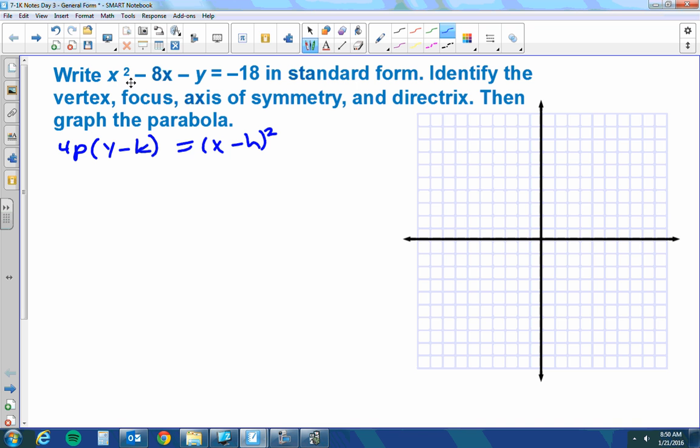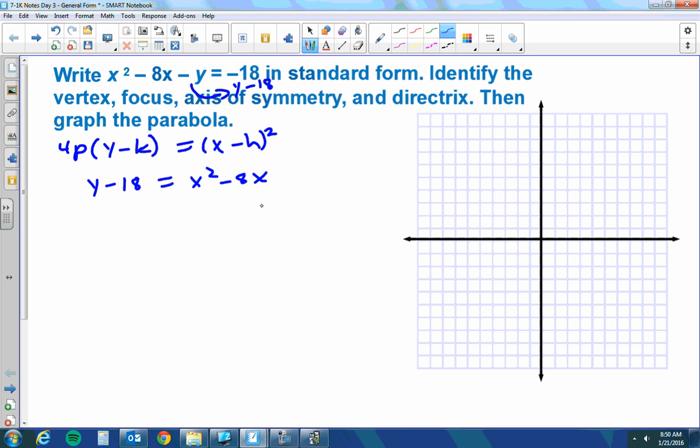Now, I'm going to do 2 things. I'm going to move the y over here. It becomes positive y. Then I'm going to swap the whole thing around. In other words, I'm just going to put the y minus 18 on the left side of the equation. I'm going to put the x squared minus 8x on the right side. So, like I said, I move the y away, but then I just flip the equation around.